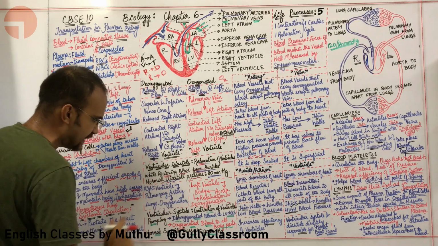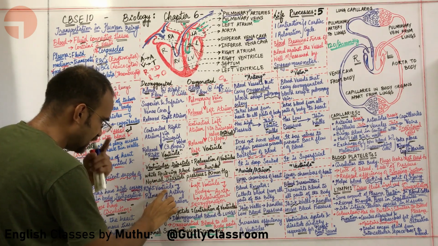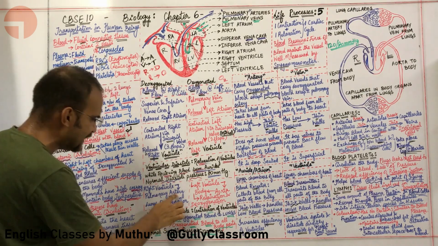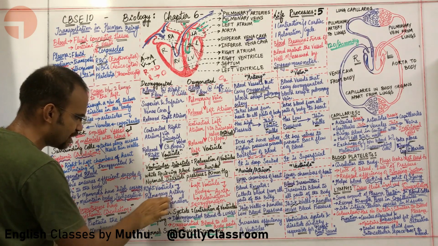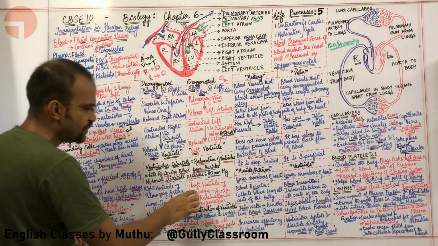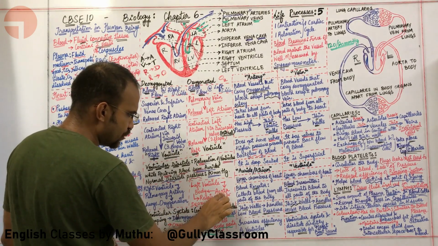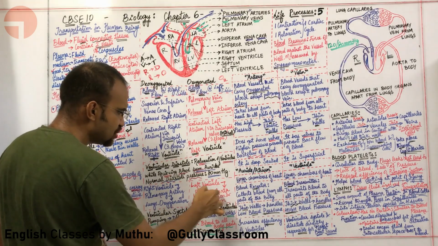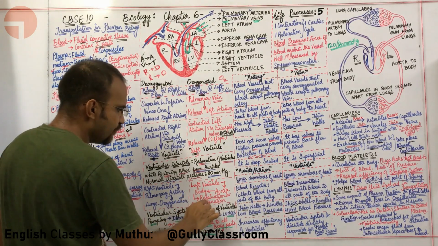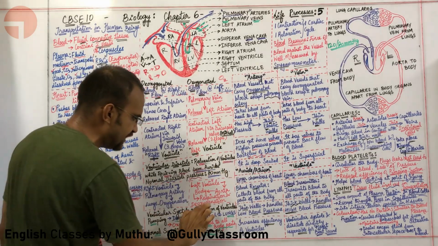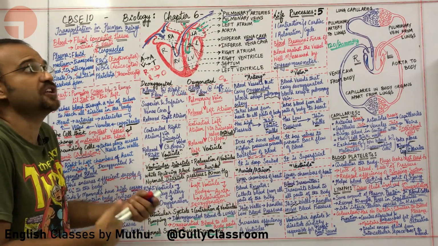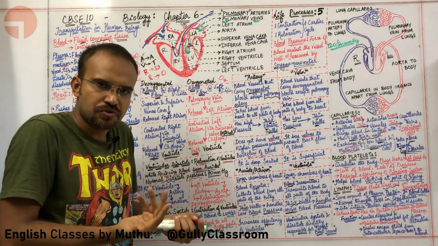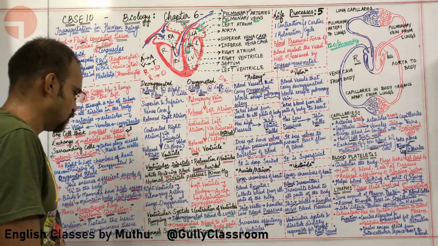Right ventricle, what is happening? The right ventricle, through the pulmonary artery, is sending deoxygenated blood to the lungs for oxygenation. The left ventricle, through the aorta, is sending the oxygenated blood to the body for respiration and the resulting deoxygenation, because when respiration is taking place, oxygen is used up and carbon dioxide is produced.